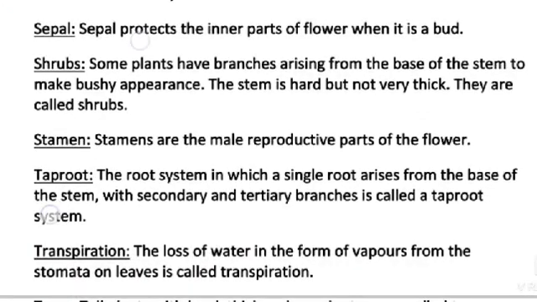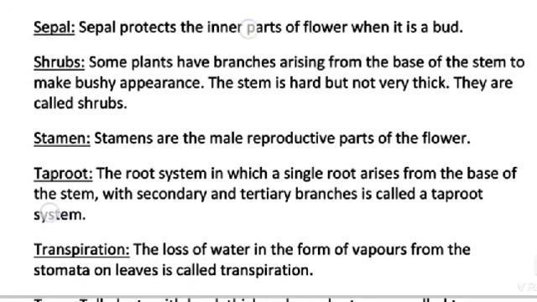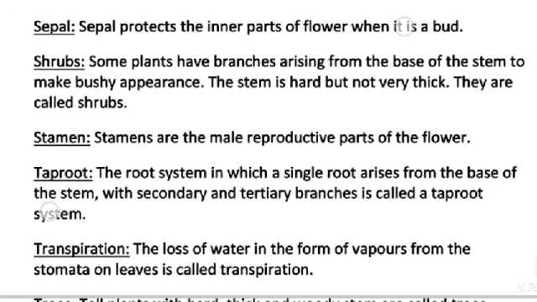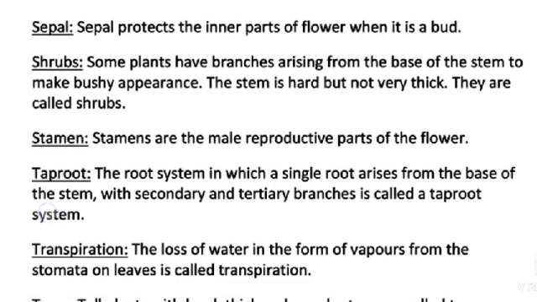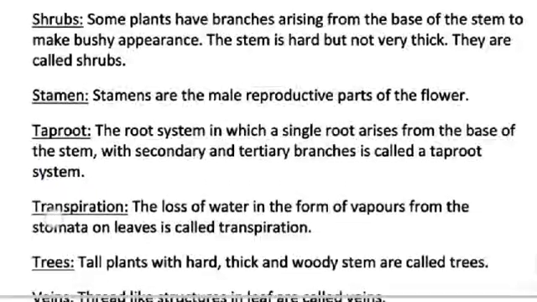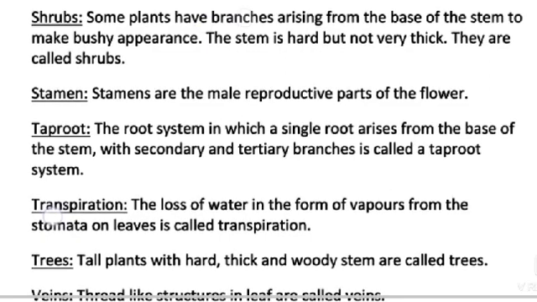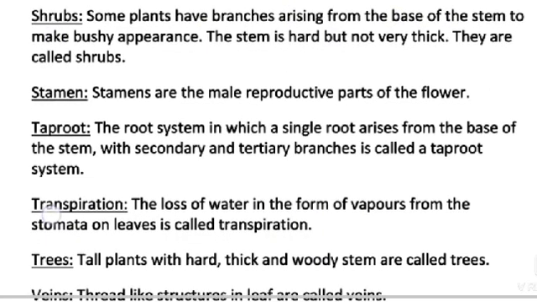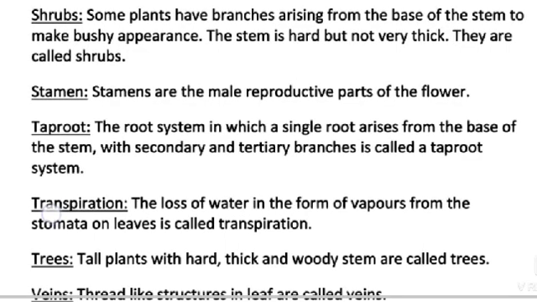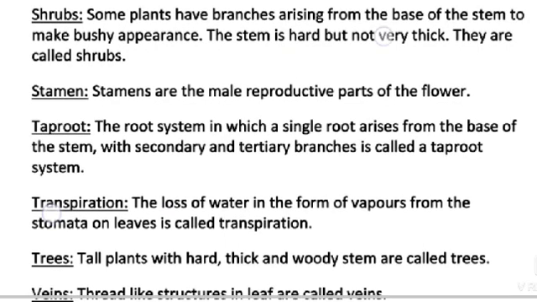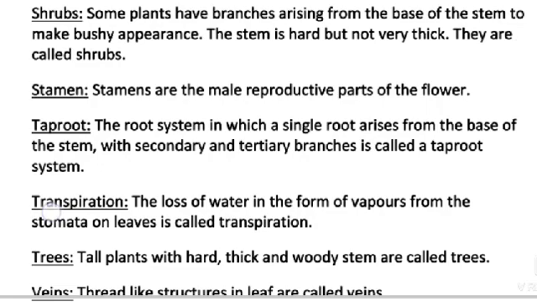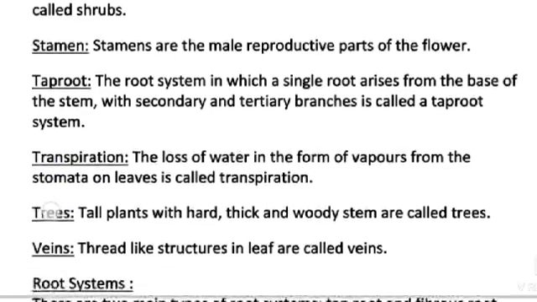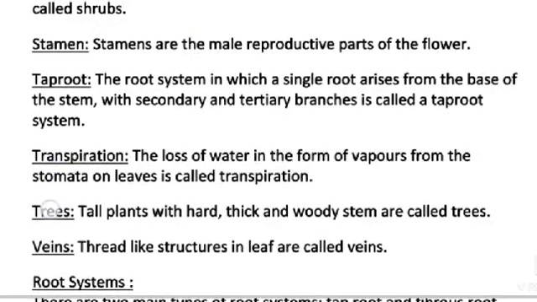Sepal, sepal protects the inner part of the flower when it is a bud. Shrub, some plants have branches arising from the base of the stem to make a bushy appearance. The stem is hard but not very thick. They are called shrubs. Stamen, stamens are the male reproductive part of the flower.